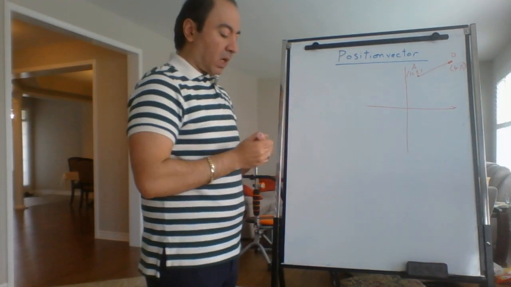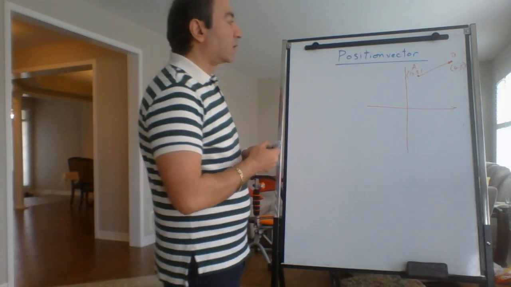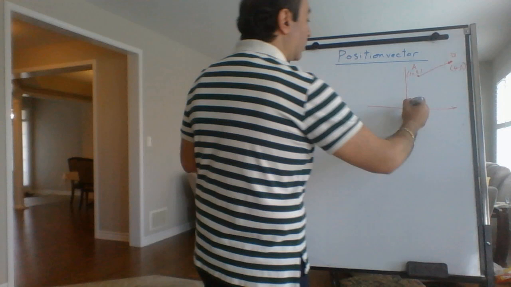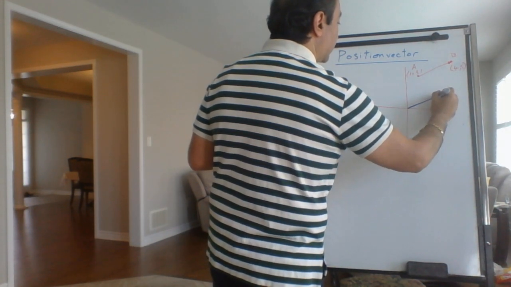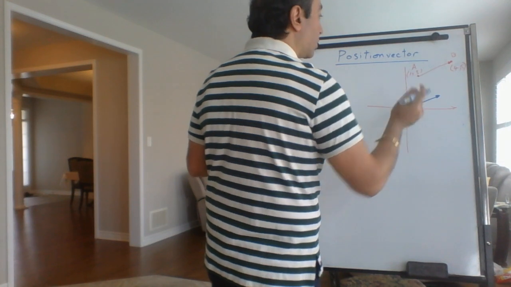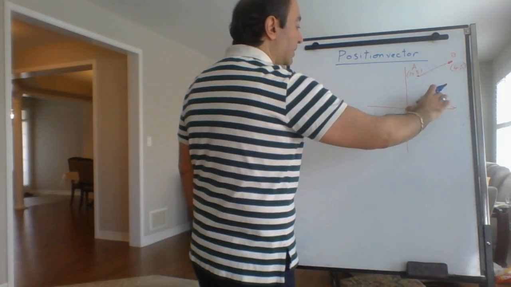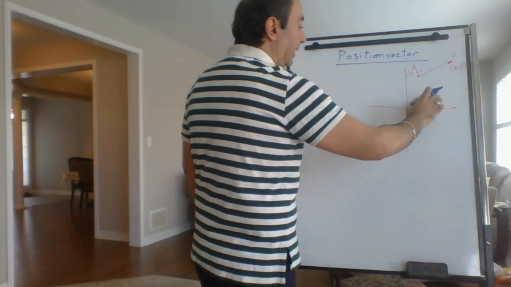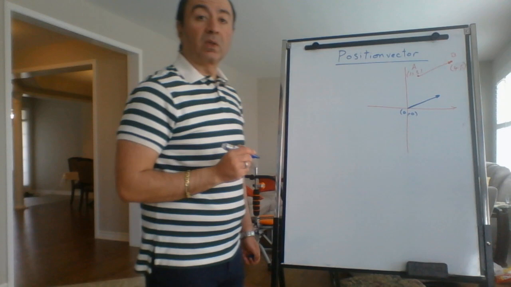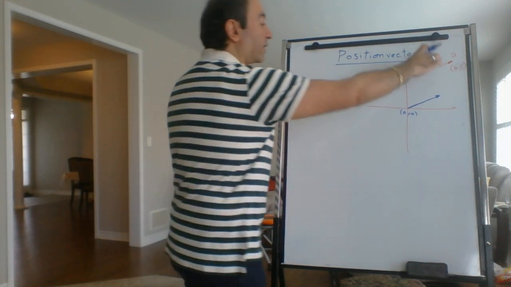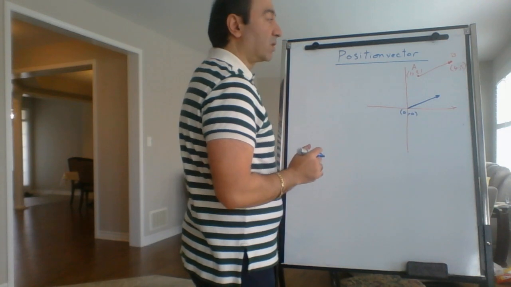Alright? I want to put this in the position vector. I want to have the position vector that represents this. So what is the meaning of position vector? I'm going to draw a vector that has the same length and the tail is at 0, 0. Okay? So parallel to this, exactly the same length, the tail is at 0, 0.